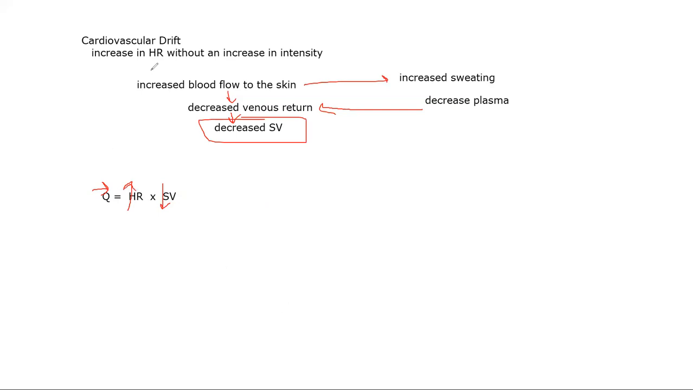So we're in a hot environment. All of these conditions are causing our stroke volume to decrease. If we want to maintain our intensity, we have to maintain our cardiac output. So heart rate has to increase to help us maintain our cardiac output. So that's what's causing the cardiovascular drift. Okay, I'm gonna go over all that again.